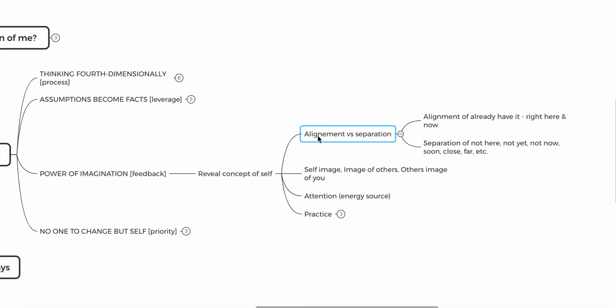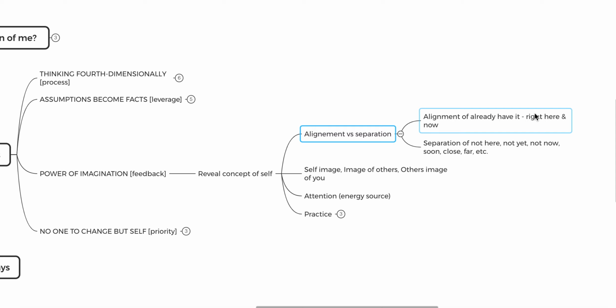You can see how aligned you are in advance, in your imagination. And here's the distinction. When you're aligned with your 4D version of yourself who's already having it, you feel, you sense, you see that it's right here and right now. There's no separation. I'm already having it. It's happening right now. It feels here.